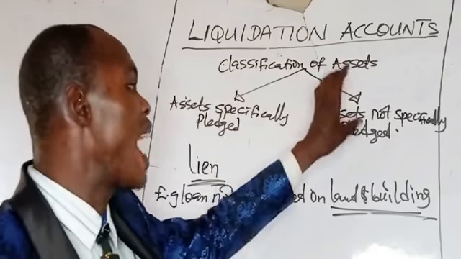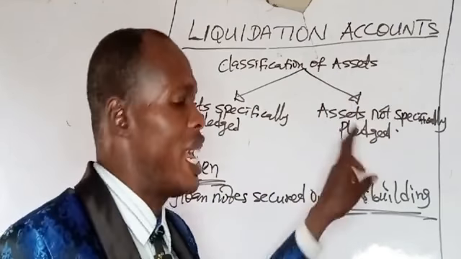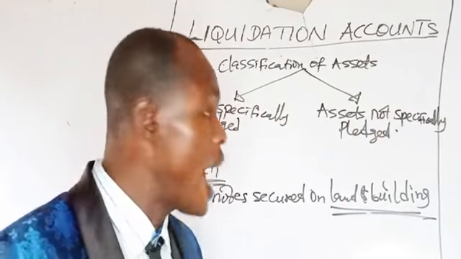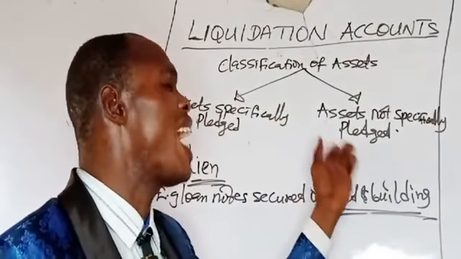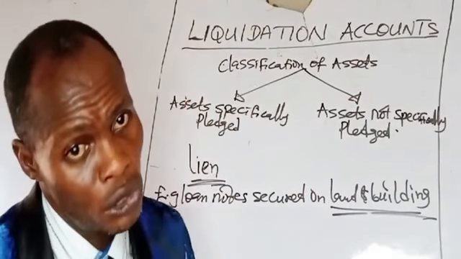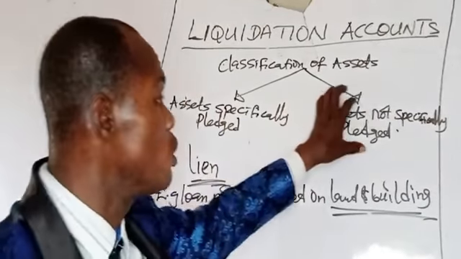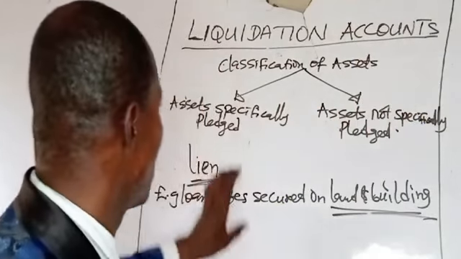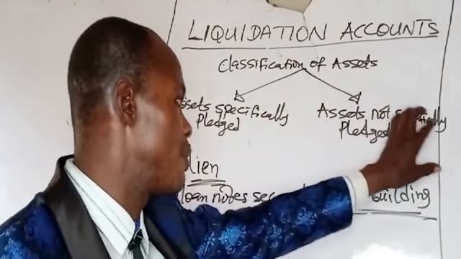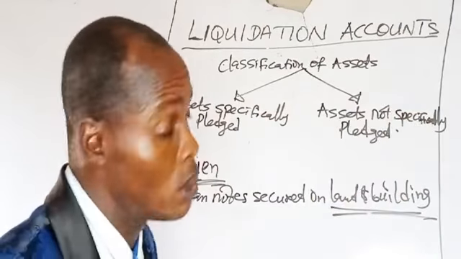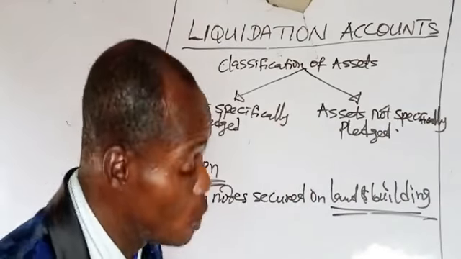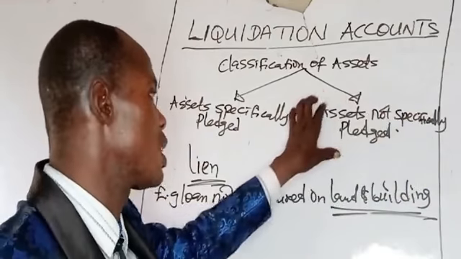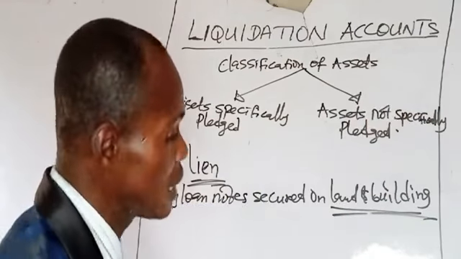Number 2 is assets not specifically pledged. Assets not specifically pledged are assets that are not used as collateral for loans, that are not used as security for loans. Those assets, we call them assets not specifically pledged. Any asset you see in a question that is not used as security for loans is not specifically pledged as collateral.